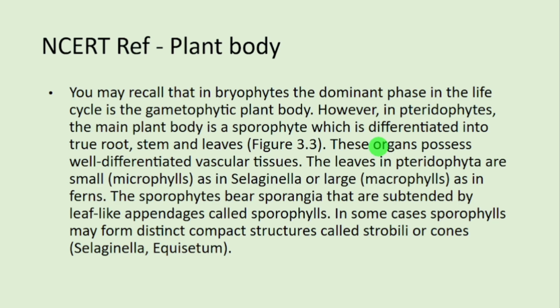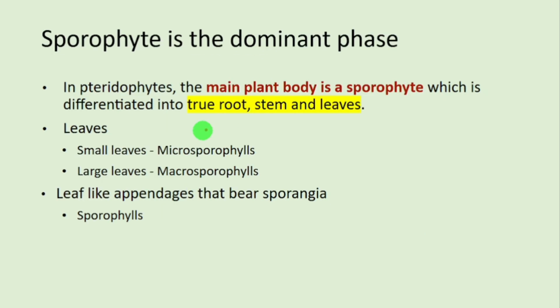Then in the next paragraph, we talk about plant body. So in pteridophytes, the main plant body is sporophyte. In bryophytes, it was gametophyte. The sporophyte is differentiated into true root, true stem, and true leaves. This is important, and the main reason is because they have vascular tissue.